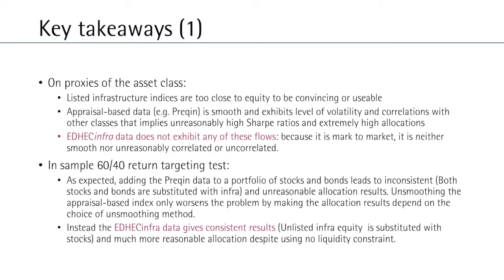Second key takeaway, in a 60-40 return target test kind of framework, as expected, we find that the appraisal-based data gives us very strange results. That's a direct conclusion from the first point. But with EDEC Infra, we get the kind of reasonable and consistent behavior of the data that we expected. The substitution behavior is consistent. It's unlisted infrastructure equity versus stocks. And the allocation, while high, of course, because this is a completely unconstrained and a very basic and also in-sample exercise, it's not completely crazy. Whereas with the appraisal-based data, you get completely unusable results. So that's important.